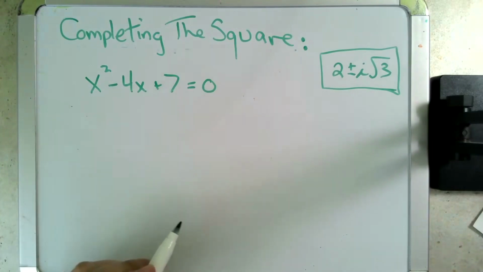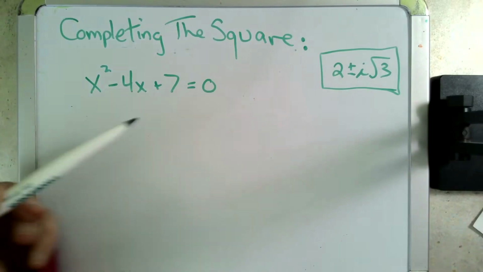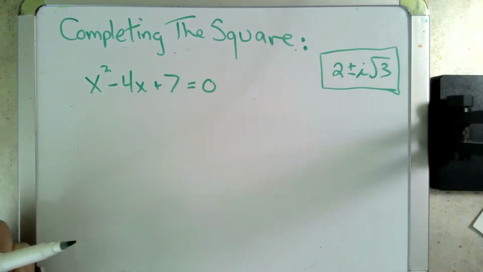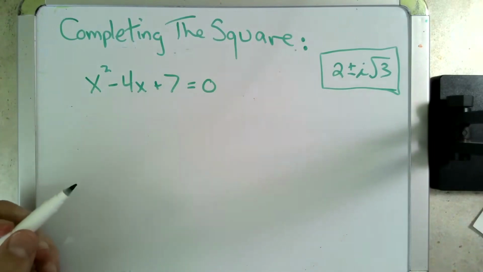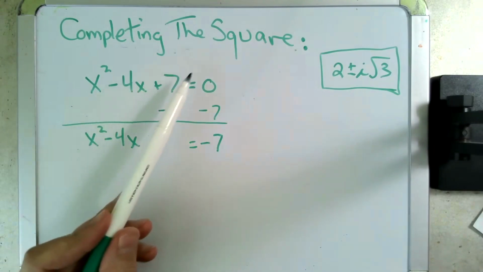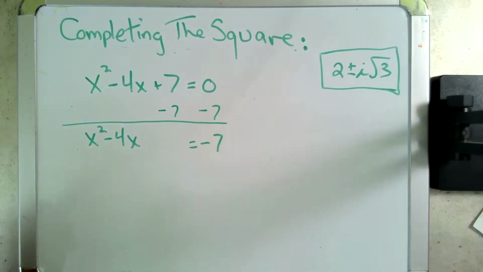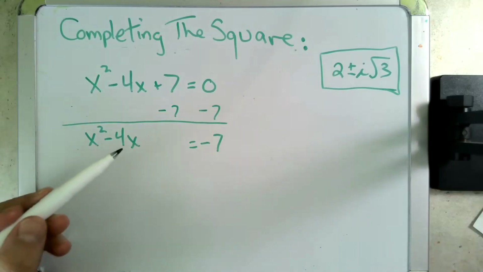Completing the square goes like this. I'm going to start by taking my c and moving it to the other side of the equation by subtracting it from both sides. Now, I'm leaving a space where my number was because I'm completing the square. I'm going to put something in there. So here are the steps for completing the square.